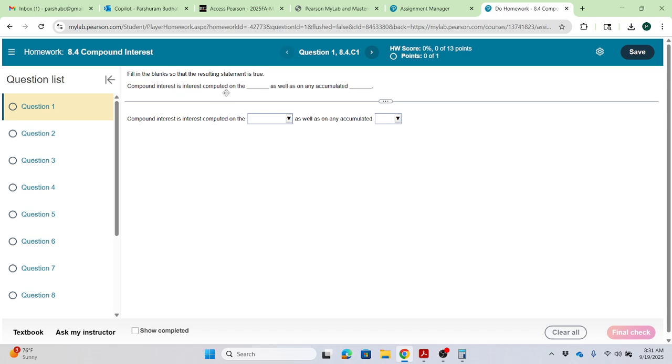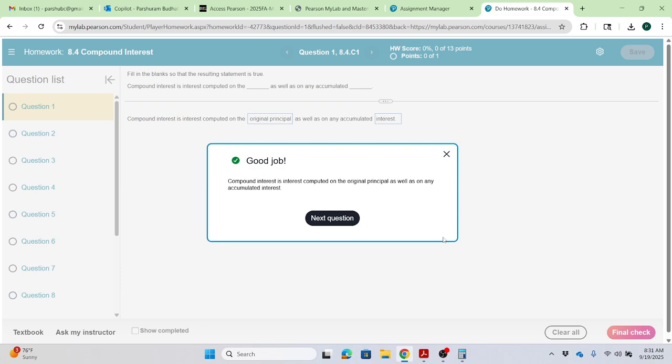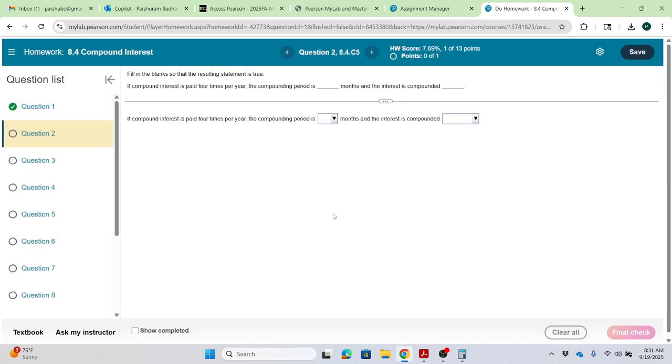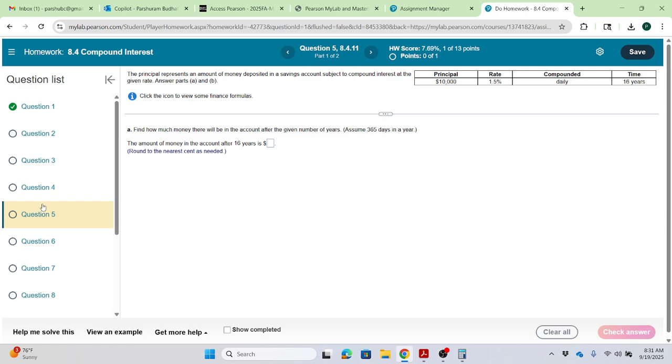Compound interest is computed on the original principal as well as any accumulated interest. Yes, it's principal plus interest. You get interest from the principal and then interest on the interest itself. Interest over interest. That's why it's called compounded.